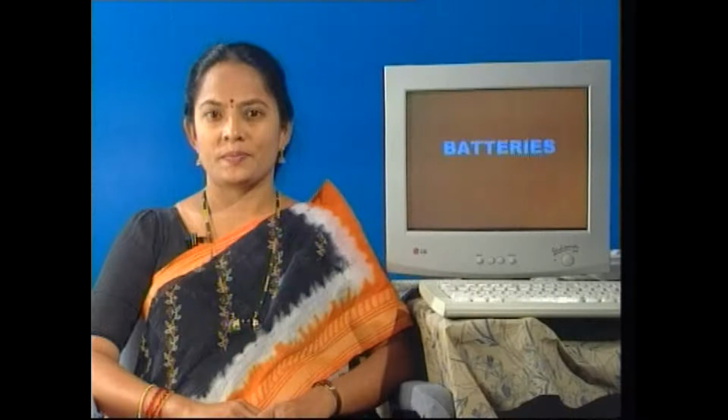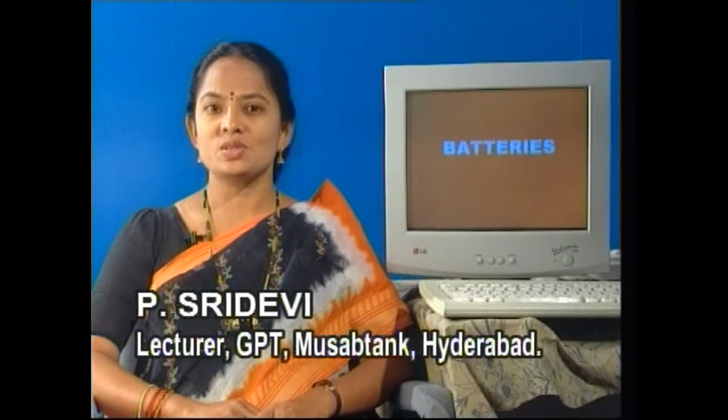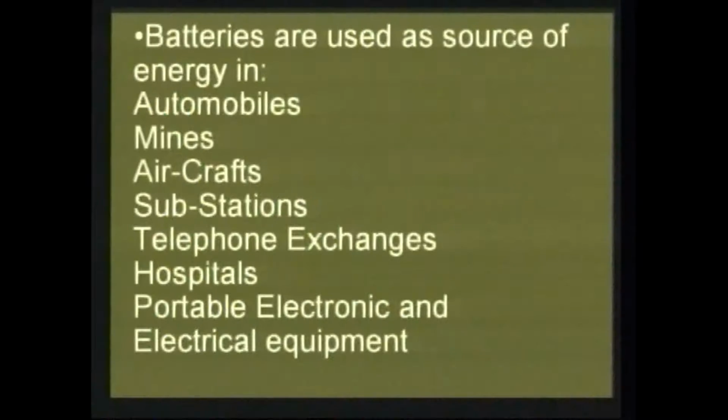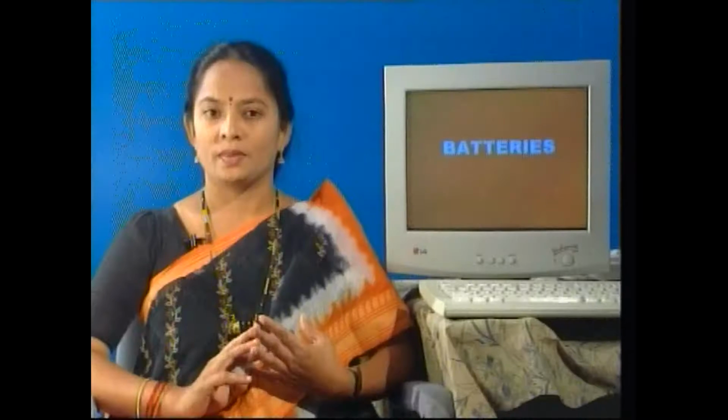Hello students, today we look into the topic batteries. Batteries are sources of DC energy. In some instances they are used as the only source of power, while in others they are used as a standby source. Batteries are used as the source of energy in automobiles, mines, aircrafts, substations, telephone exchanges, hospitals, portable electronic and electrical equipment. Nowadays, there are different types and sizes of batteries in use.